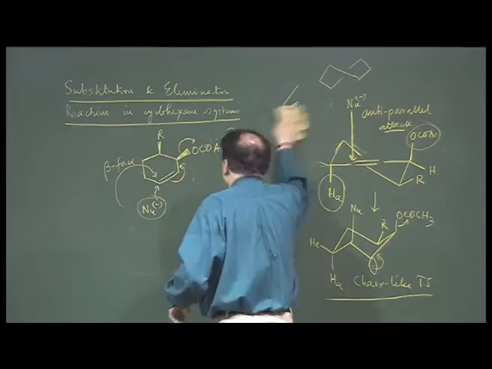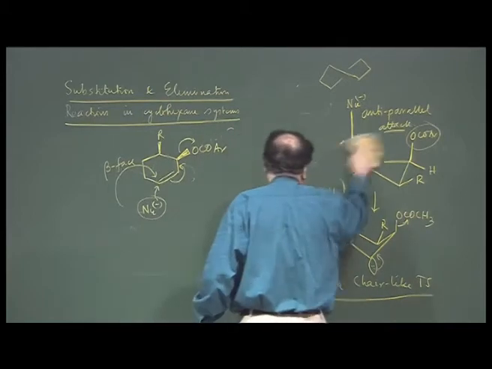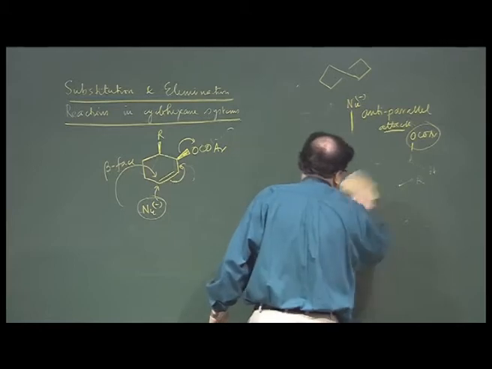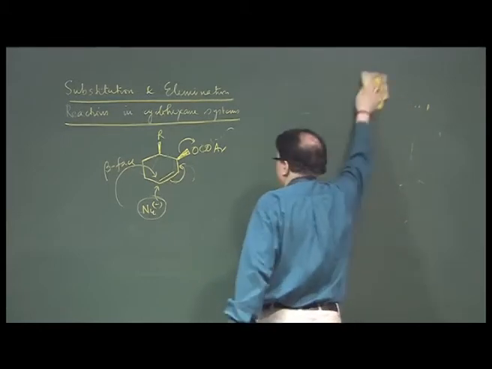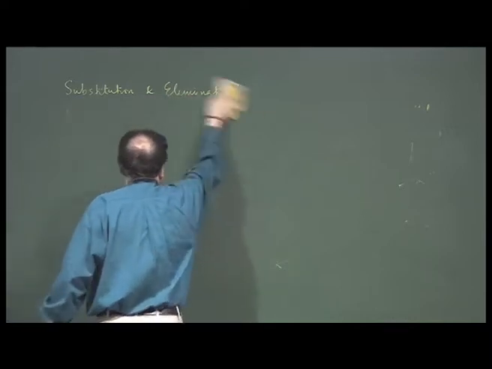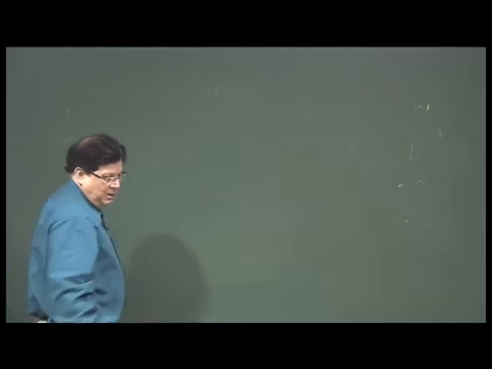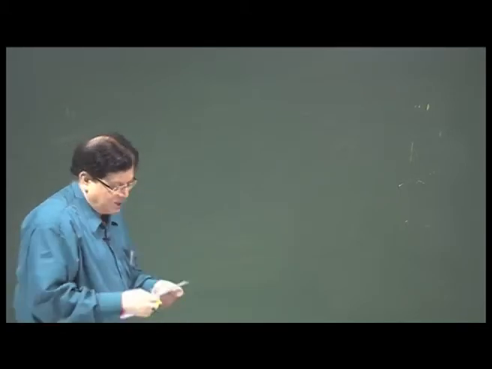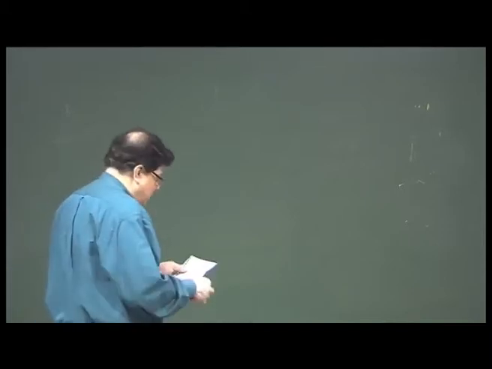So, the stereoelectronic requirement for SN2 prime is that the attacking group, the nucleophile, should be coming from the same side as the leaving group. Okay. So, that takes care of the nucleophilic substitution reactions in cyclohexane. Let us now take the elimination aspect and do some problems.